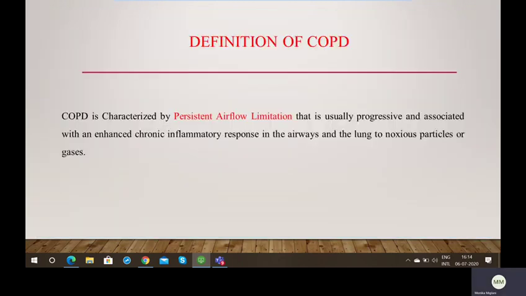Now coming to the definition. As the name suggests, chronic obstructive pulmonary disease is a usually progressive, persistent airflow limitation which is associated with an enhanced chronic respiratory response in the airways and the lungs to noxious particles or gases. So this is a condition in which there is chronic obstruction from the level of the trachea to the alveoli, leading to airflow limitation in the body.